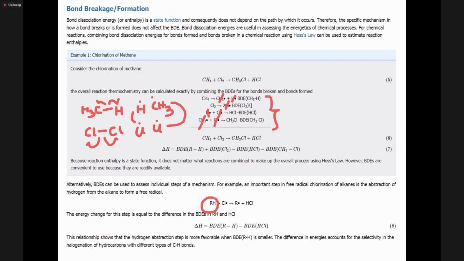This relationship shows that the hydrogen abstraction step is the more favorable step when BDE of RH is smaller. The difference in energies accounts for the selectivity of the halogenation reaction of hydrocarbons with different kinds of CH bonds.